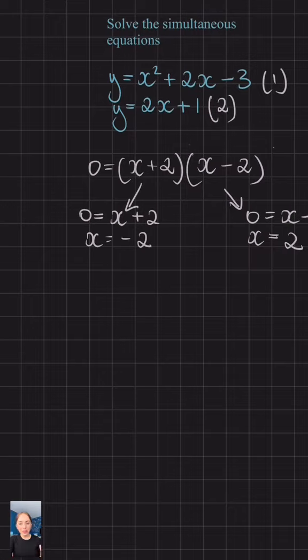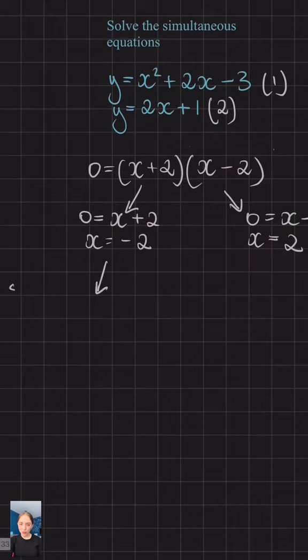Now that we have our two solutions for x, we need to find the solutions for y. So what I'm going to do is substitute x equals minus 2 into equation 2. It doesn't matter which equation you substitute it in. I chose to substitute into the second one because there are fewer numbers and x's, making it easier to solve. But of course, if you substitute it into the first one, you'd still get the same answer.